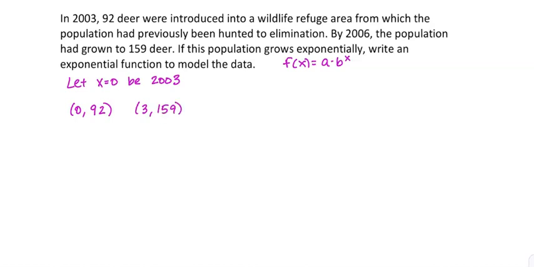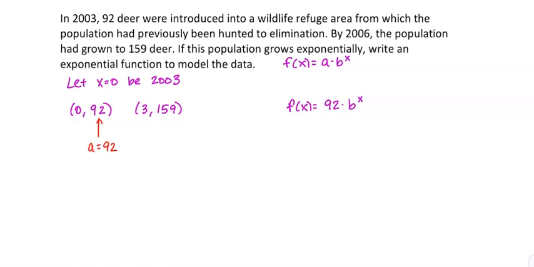So when we have a point that is our initial value or our y-intercept, this value of 92 is going to be our value for a. So our starting point is going to be 92, so that's going to be our a. So as we're writing our function, we can go ahead and plug in that value for a. So our function f of x is going to be 92 times b to the power of x.